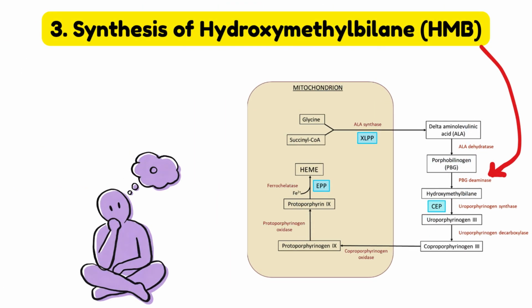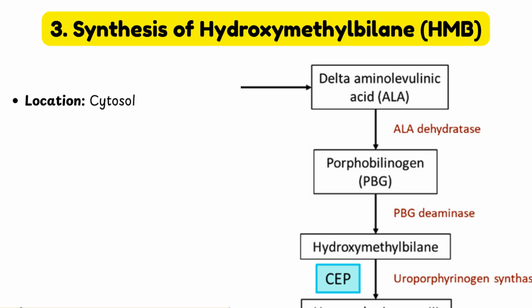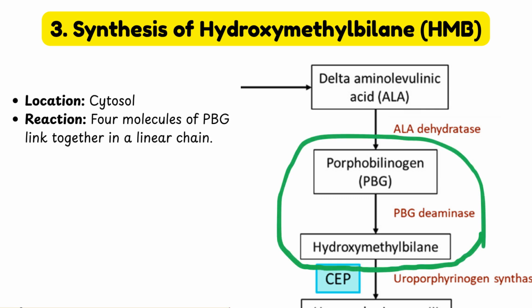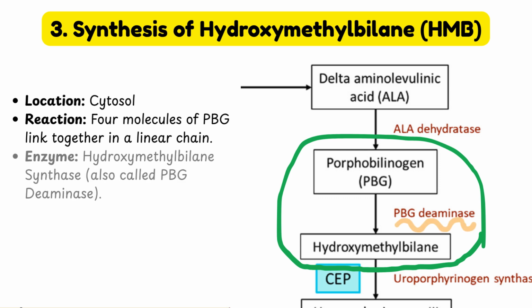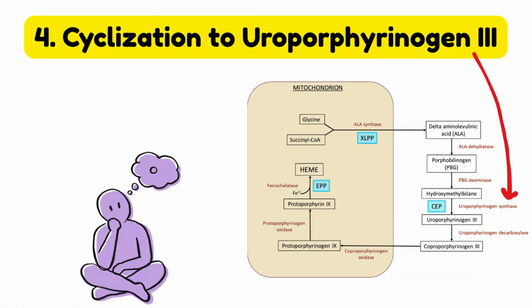Step 3. Synthesis of hydroxymethylbilane. This step also occurs in cytosol. In this reaction, 4 molecules of porphobilinogen link together in a linear chain by the enzyme hydroxymethylbilane synthase, also called porphobilinogen deaminase.